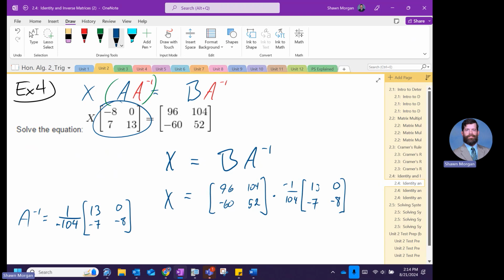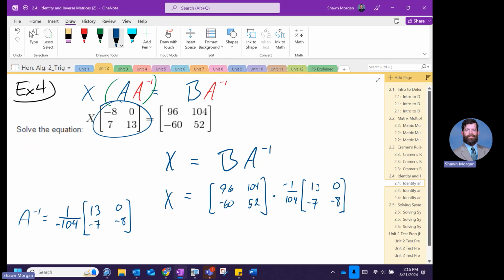I prefer doing the matrix multiplication first and then tacking on that scalar. However, I'm not 100% on it just yet. I need to go back and look at my notes. We know matrix multiplication is not commutative, but I do believe scalar multiplication is. I'm not 100% on that, so don't hold me to that just yet.